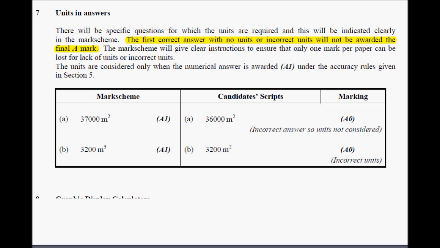Now again, you can only lose 1 per paper, but don't. It's a stupid mark to miss. Just be careful. You've got to look at what you're finding. If you're finding area, make sure it's squared. If you're finding volume, cubed, or just distance. So what will happen oftentimes is, say you're finding area, and a kid will put 200 kilometers. Well, you're not going to get the final A1 on that question because it should be meters squared or kilometers squared, whatever I said, instead of just kilometers. So that's the first thing.